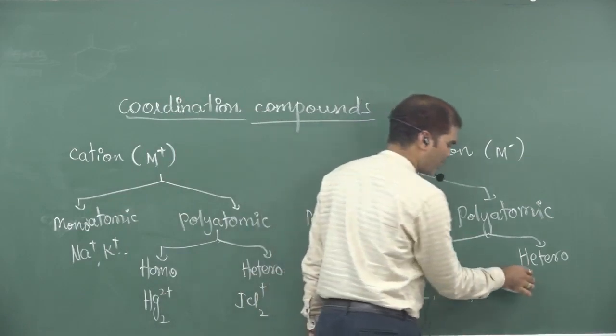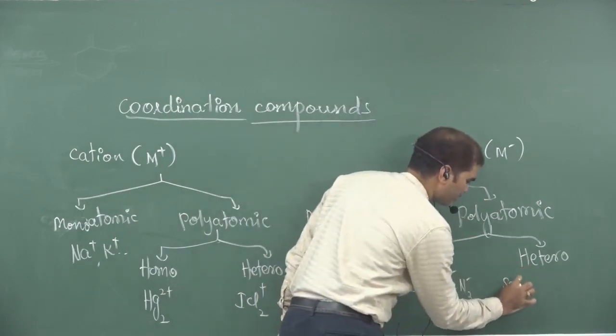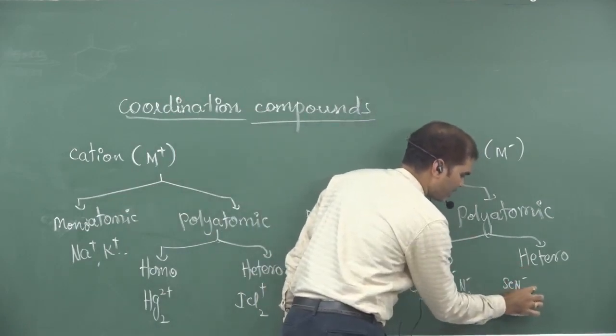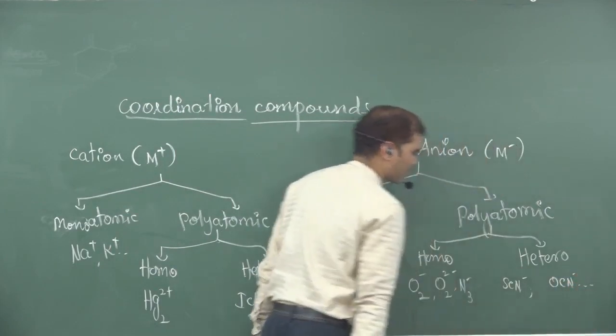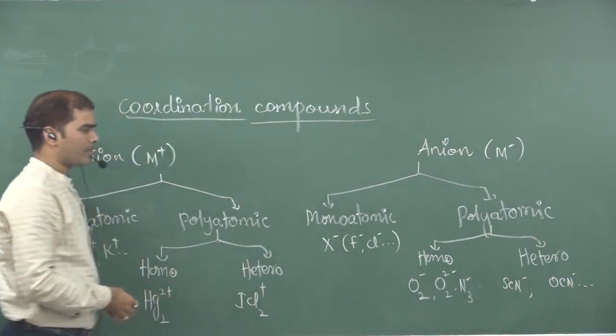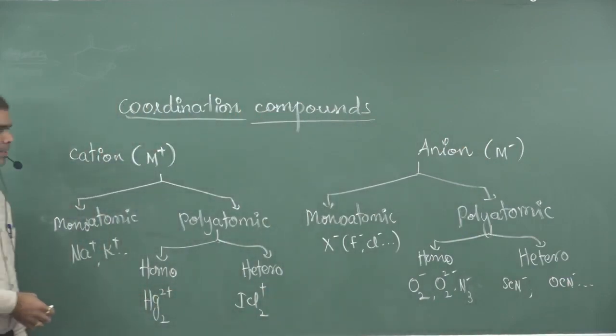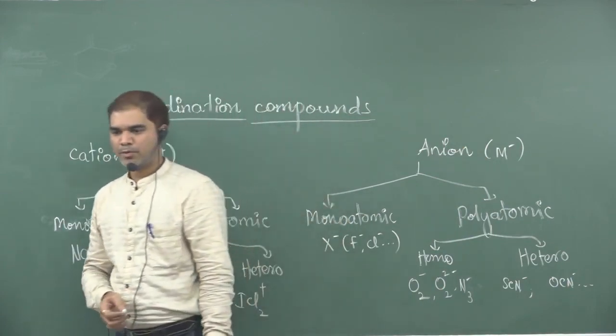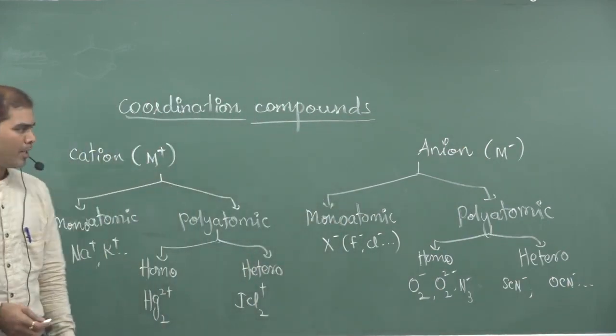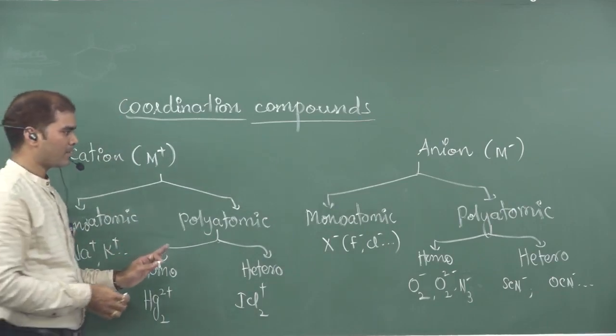For heteropolyatomic, any example? Plenty. You just take SCN minus, OCN minus, etc. They are heteropolyatomic, cyanato, isocyanato, thiocyanato S, thiocyanato N. We will be seeing different types of ligands.